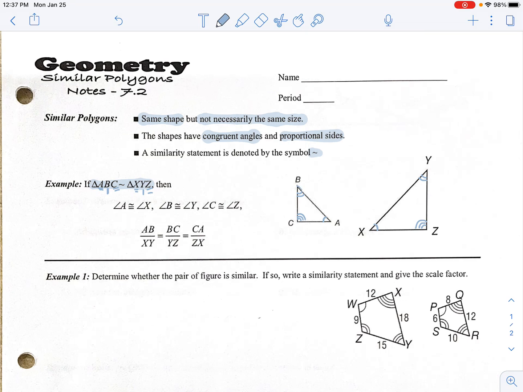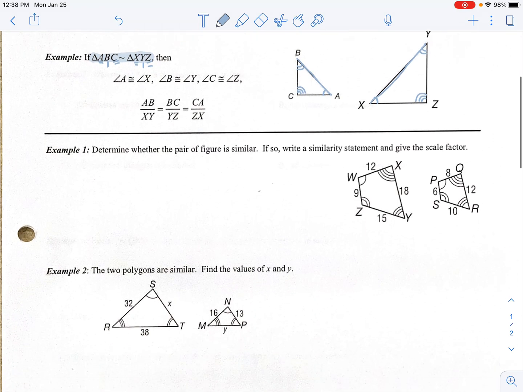Okay, and their sides should be proportional. So when we compare side AB to side XY, that fraction should be the same as BC compared to YZ, and CA compared to XZ. Now that might make a ton of sense right there, but I promise you once we do an example, it'll be a little bit more clear. So here's our first example.